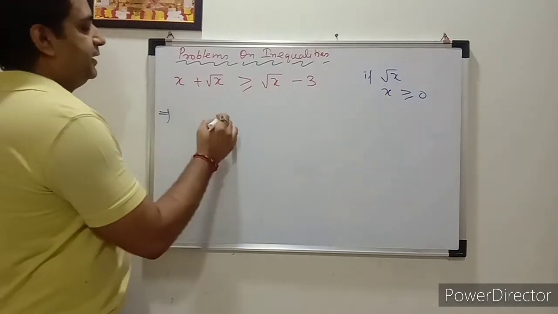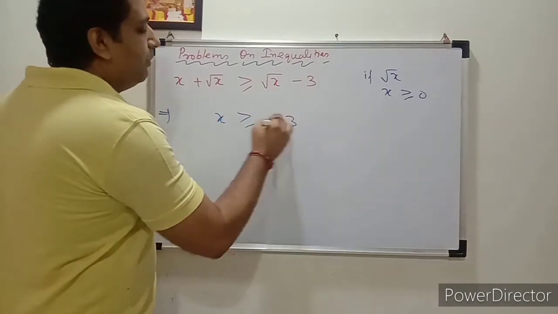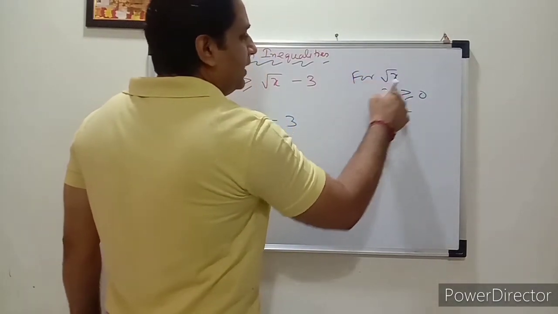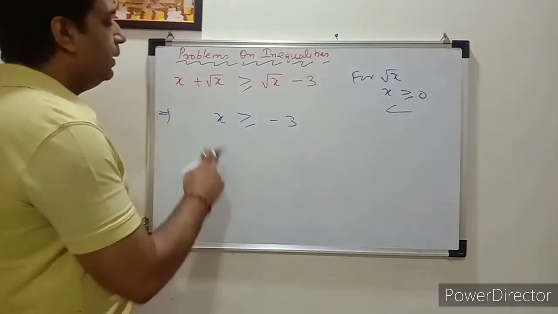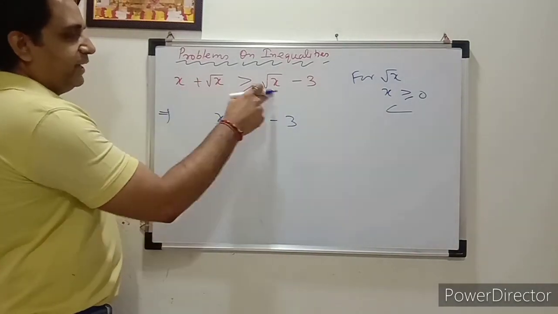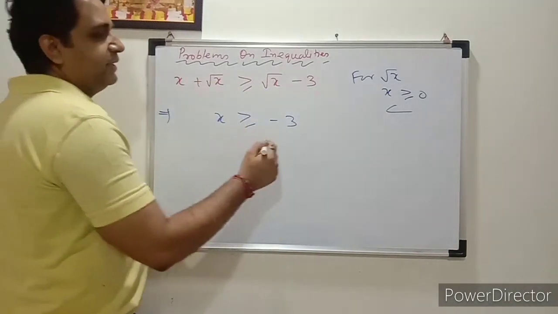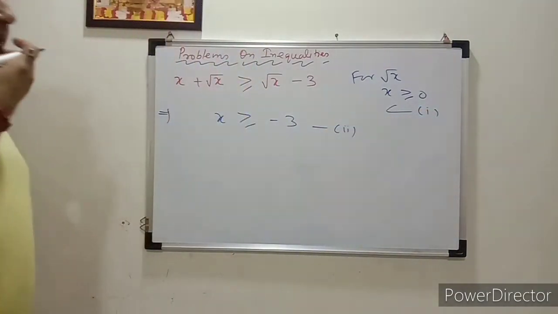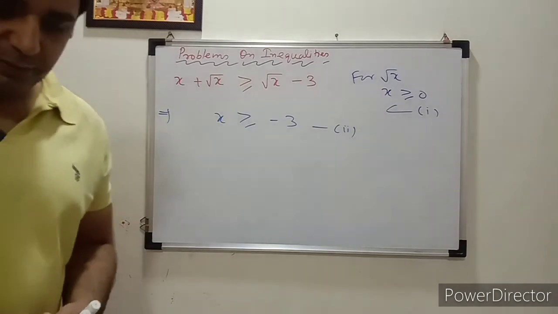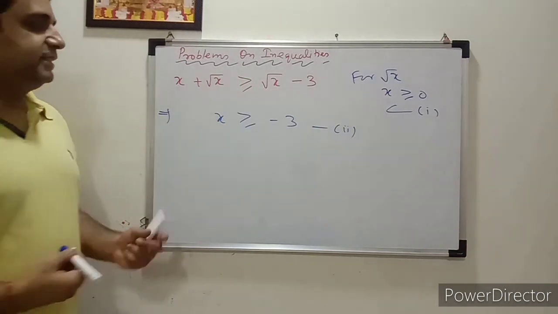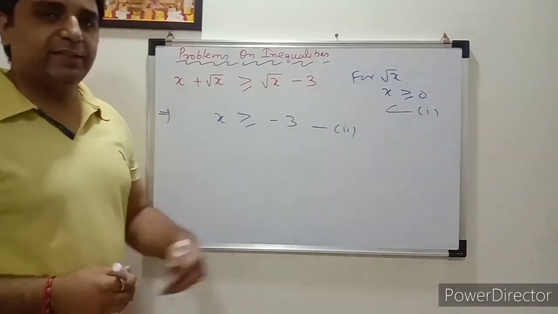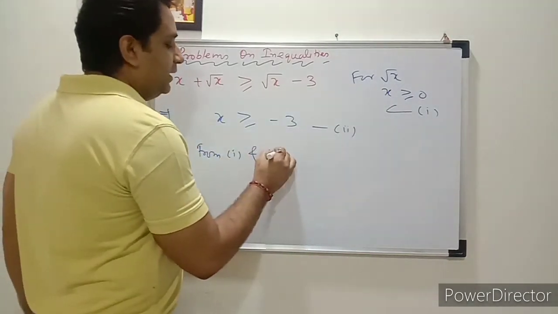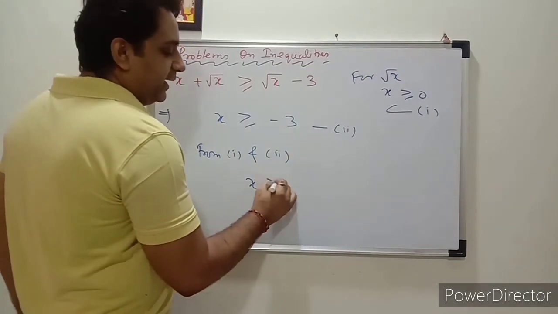Then what will be the next step? It is x greater than or equal to −3. You can mark it, or you can write like that. For root x, x should be greater than or equal to 0. And after this, root x will get cancelled, so x will be greater than −3. Mark it equation 1 and equation 2. So directly you can find the value of x. Very simple: x greater than −3, x greater than or equal to 0. So from 1 and 2, x is greater than or equal to 0.